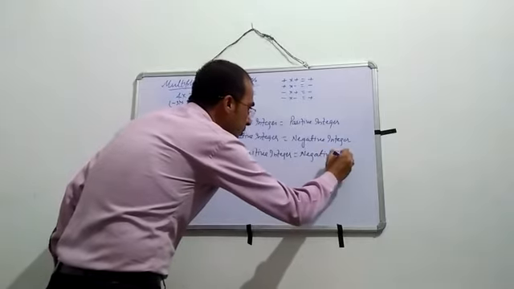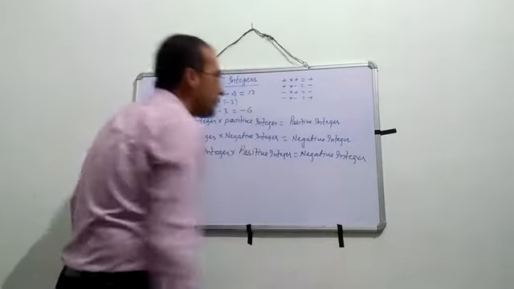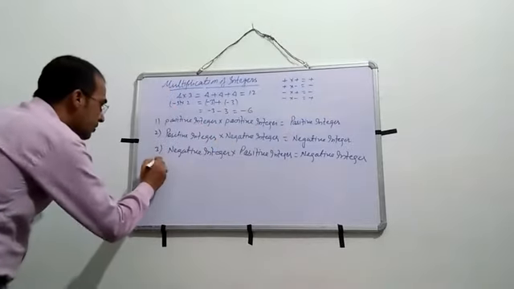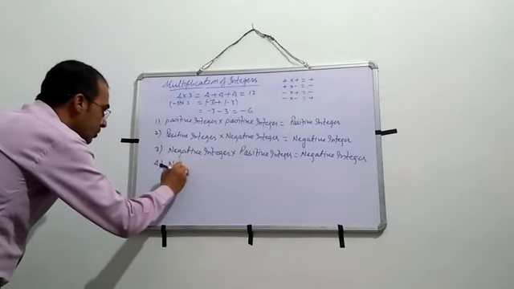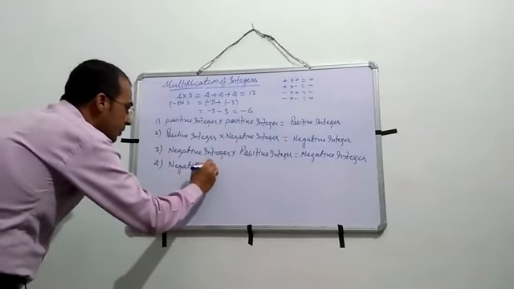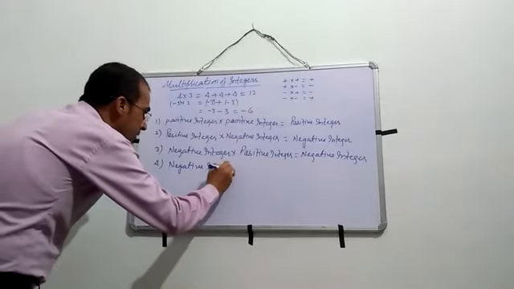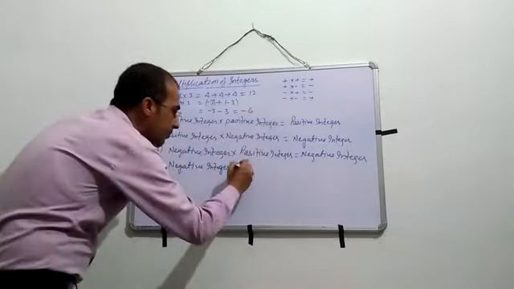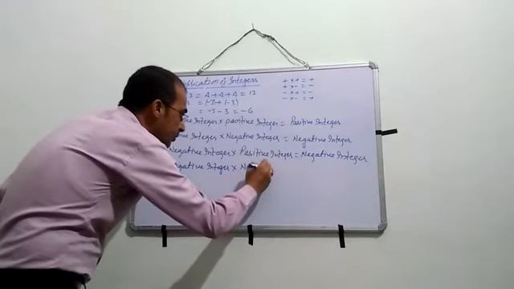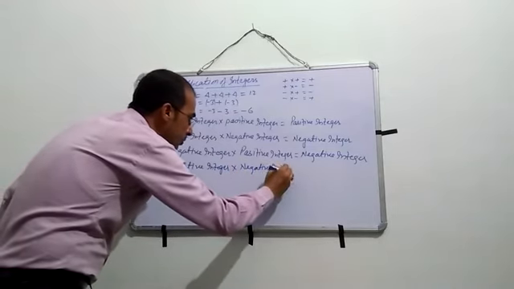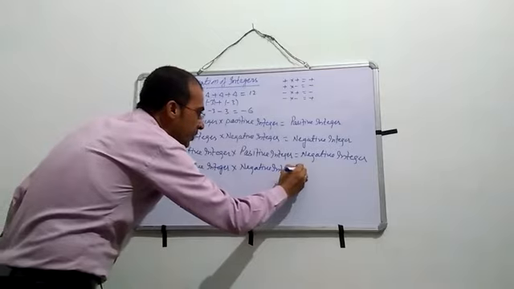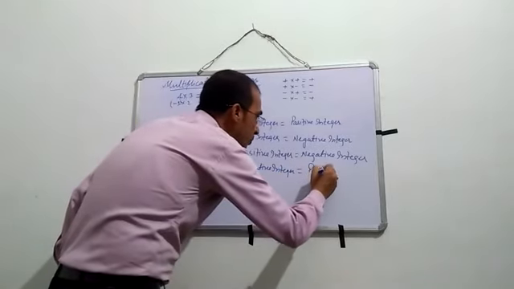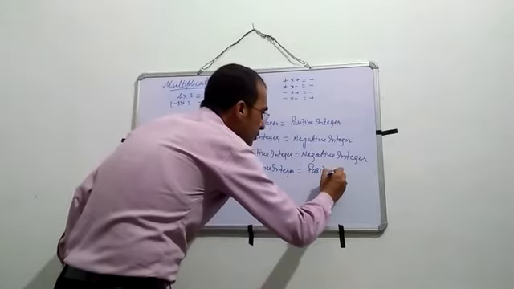And finally, a negative integer with a negative integer. What will you get? You will always get a positive integer.